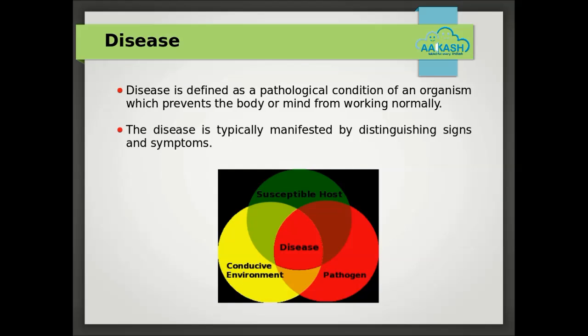Disease. The disease is said to be a pathological condition of an individual which affects the organism and prevents their normal functions. Disease can happen due to various causes such as infection, genetic defect, or environmental stress. In general, a disease is associated with peculiar symptoms, illness, or sickness.